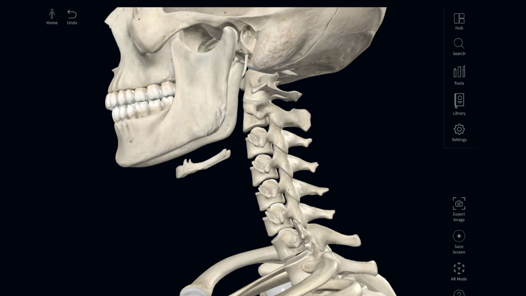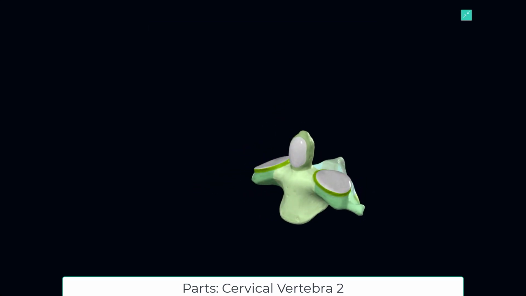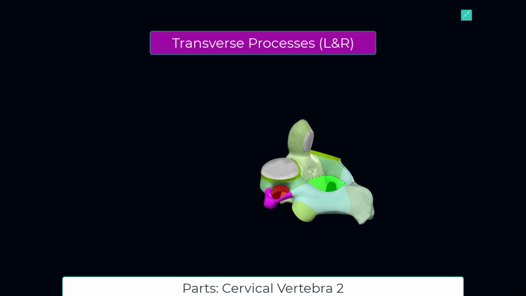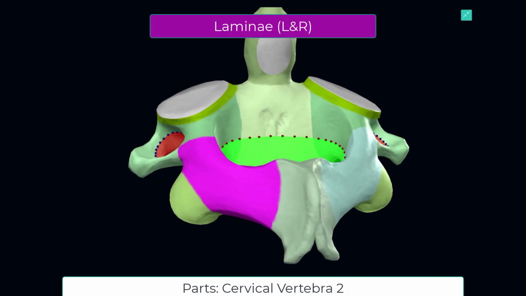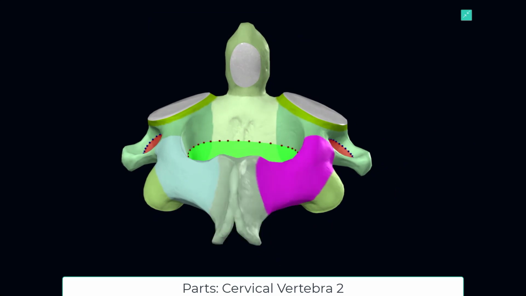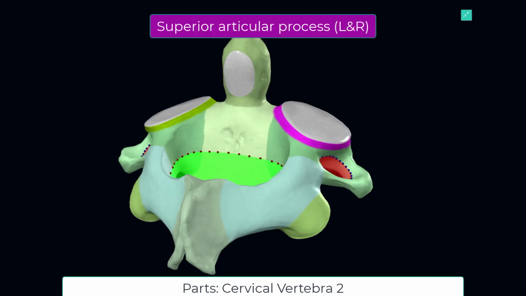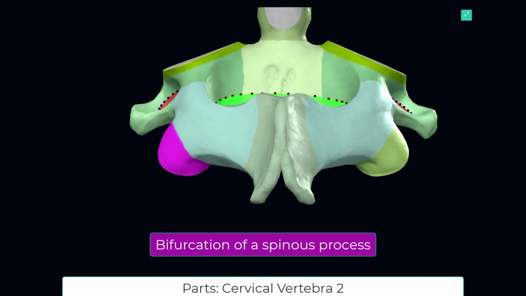Let's discuss the last cervical vertebra, the second one. Before we discuss the uniqueness of the second cervical vertebra, I want to show you the typical features, such as the body, pedicle, transverse process with the transverse foramen, laminae, and spinous process. We have superior articular processes and inferior articular processes, plus we have an inferior bifurcation of the spinous process.